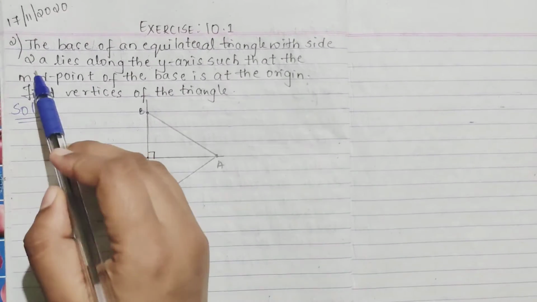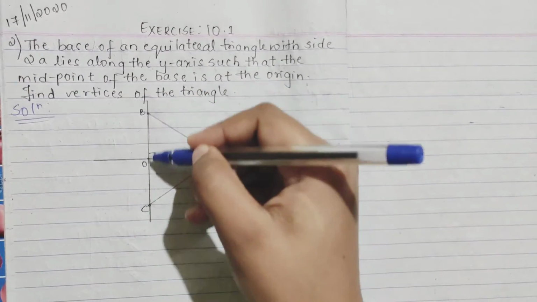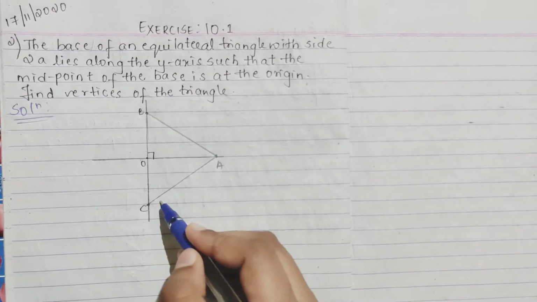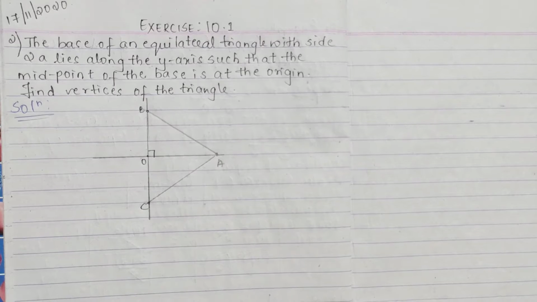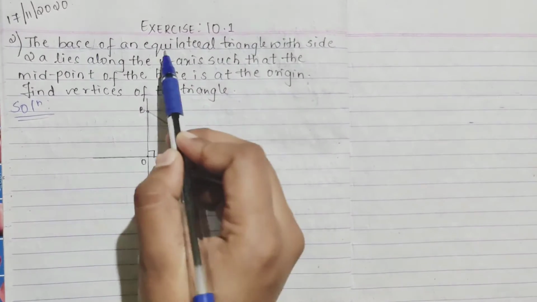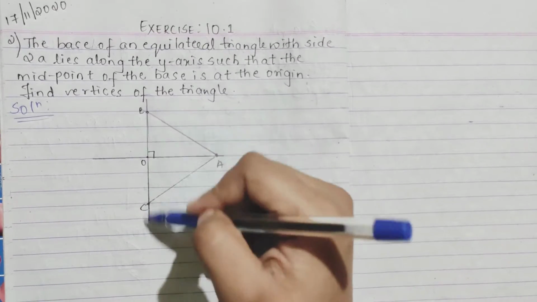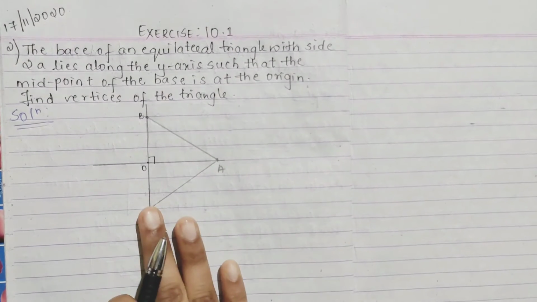So they are telling the side 2A lies along y-axis. So if its base is along y-axis, we have taken in such a way. If it is not in such a way, why? Because here they have mentioned base of an equilateral triangle with side 2A is along y-axis, so base should be along y-axis. So we have taken it.